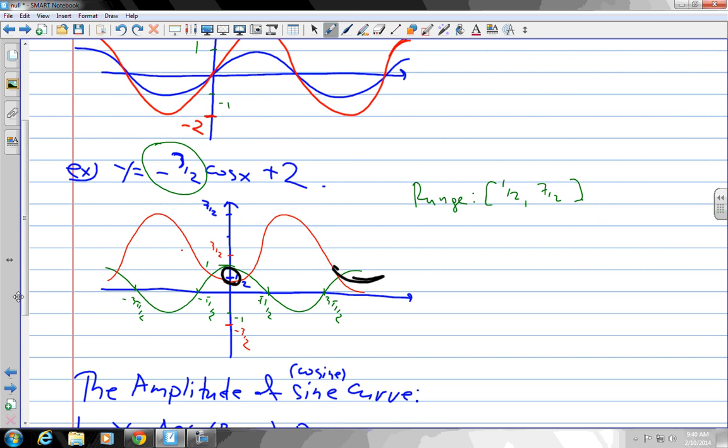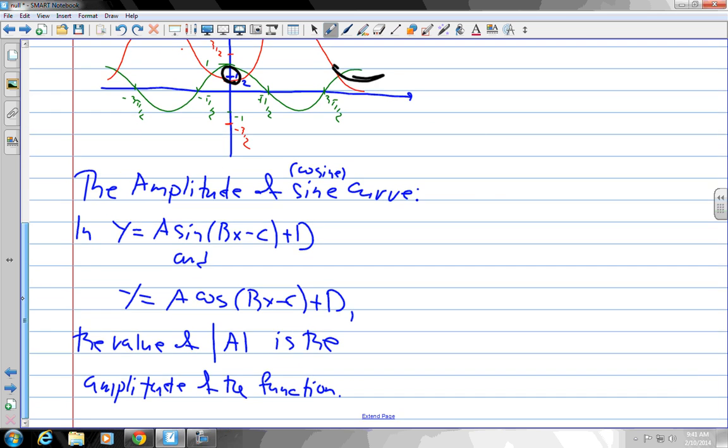How about the last example we did? What is the amplitude of that last function? 3 halves. You ignore the negative sign, you just take the absolute value. Because again, it tells me the swing, it goes up 3 halves, down 3 halves, right? Doesn't matter if you flip it or not, it will not affect the range. Is that okay?